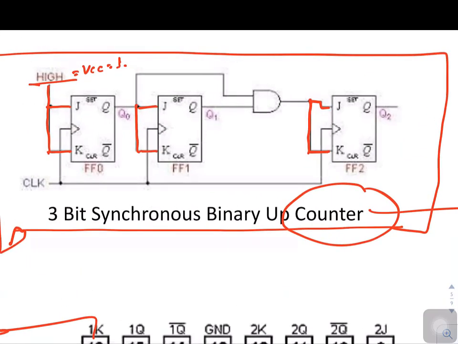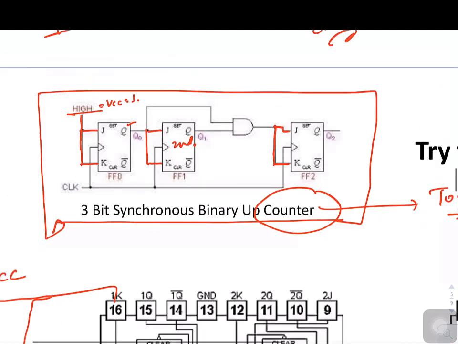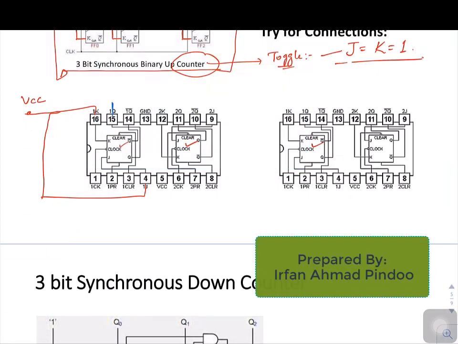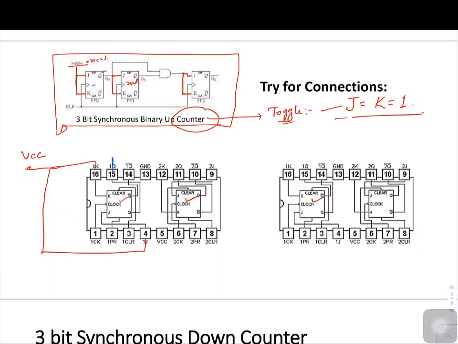The Q is the output of this flip-flop, and that is going as input to J and K of the second stage. So the Q, that is the output of the first flip-flop, is going as input to J and K of the other flip-flop. If I consider this as the first flip-flop and this as the second one, you have to short circuit its J and K first of all, and then connect it to Q.